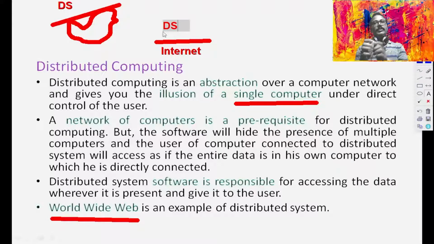So please remember, it is the World Wide Web that brought the internet to the common man. Otherwise, if you just have internet without the World Wide Web, it is very difficult. So it's the World Wide Web which brought the internet to the common man.